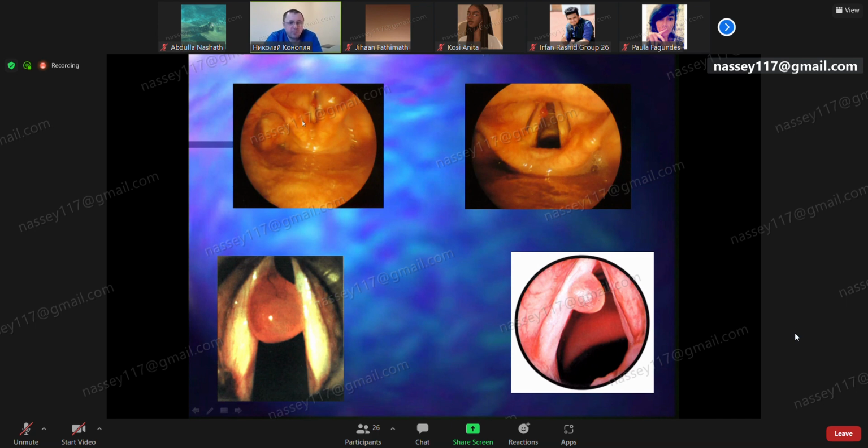This is the larynx during phonation. Picture number 2, larynx during inspiration. On both of them, you can see the fibroma on the free edge, on the internal surface of the vocal cords. On one of them, a tumor is present.